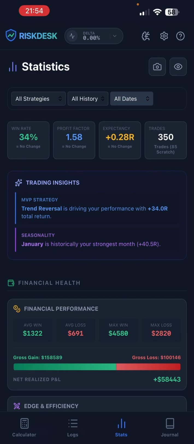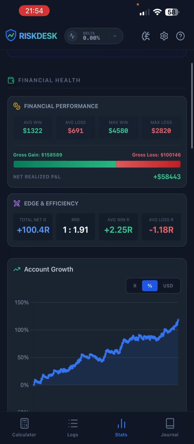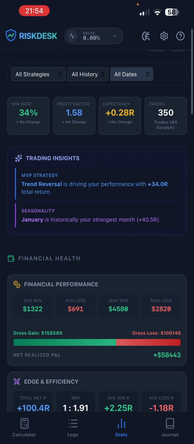So there's loads of different insight that you can get from the statistics page. It's well worth spending some time on it once you've got a series of trades logged to see if you can identify patterns and look for improvements within your trading.